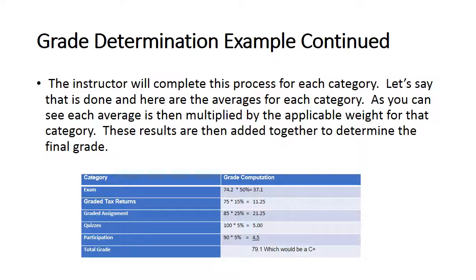So let's say I did that for every category. I then weight those averages by the applicable percentage we saw in a slide or 2 ago. So your exams are 50% of your final grade. So 50% of 74.2.